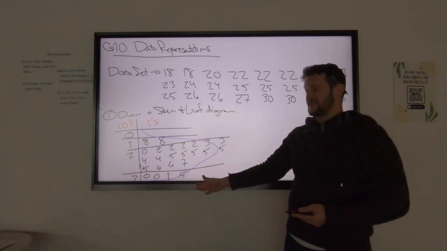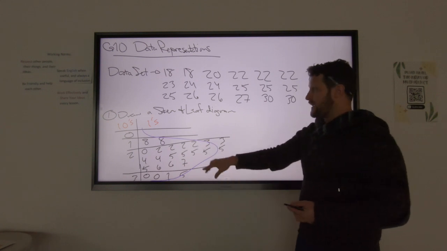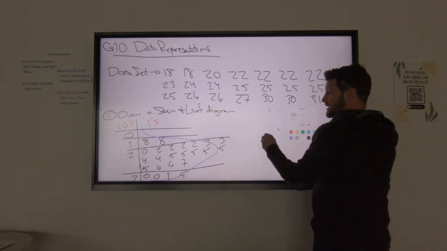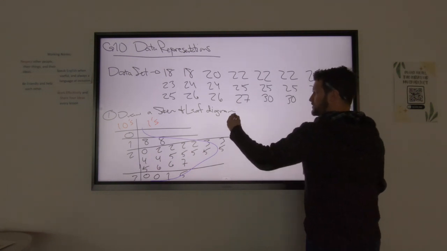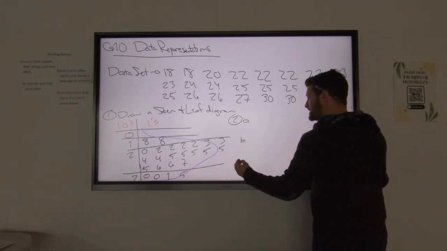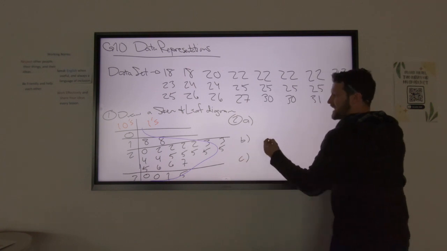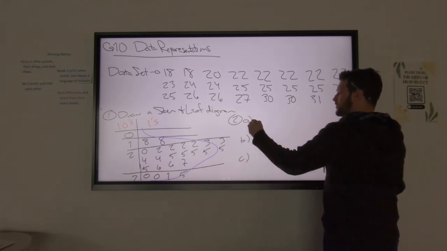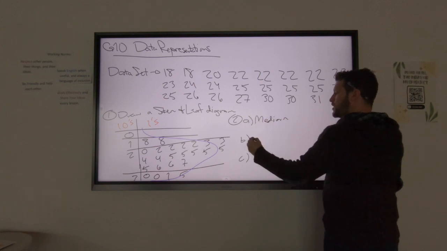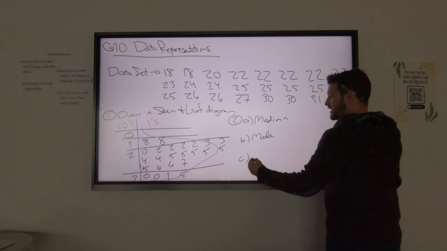It's just a visualization of the data. You need to be able to read it. On the IGCSE, they will always ask the same things following this, so I'll call this 2A, B, and C. The thing they always ask is mean. Oh no, they usually ask the mean somewhere else. They ask for median, mode, and range.